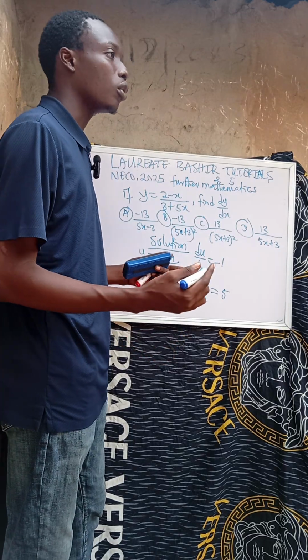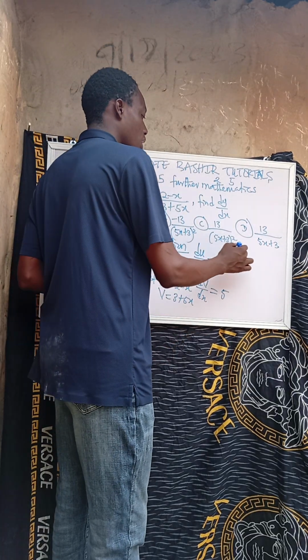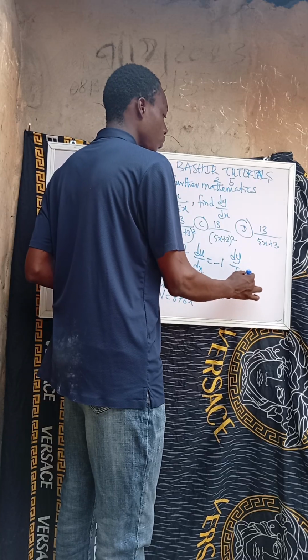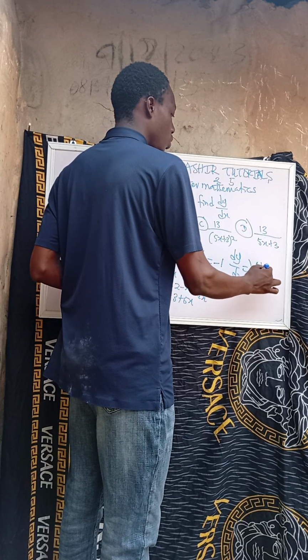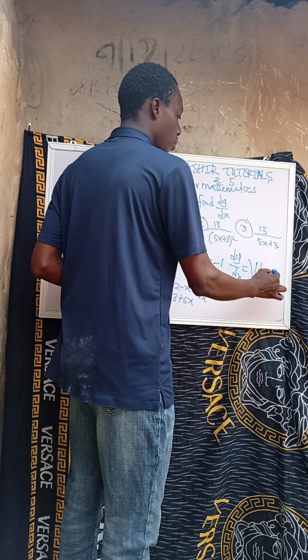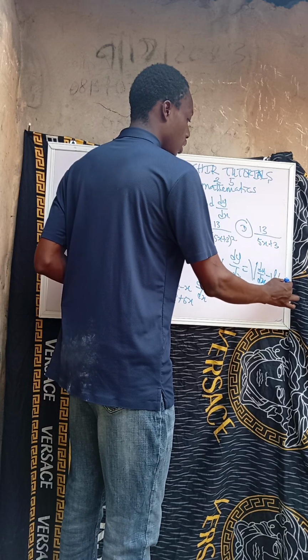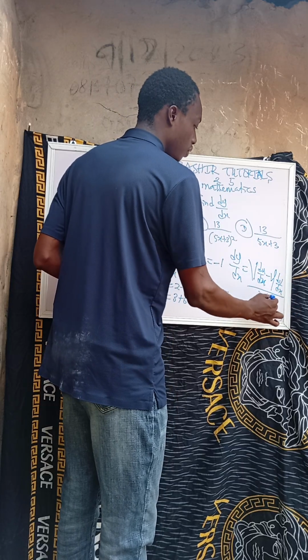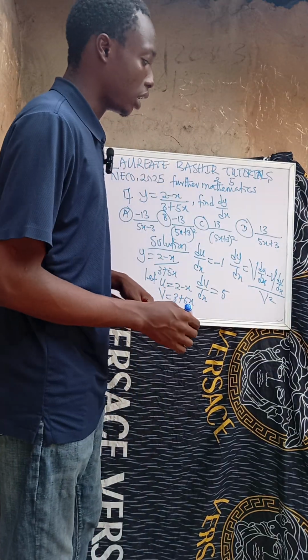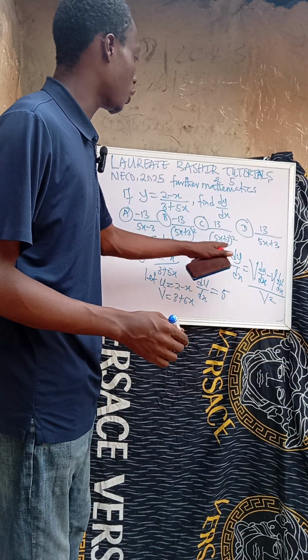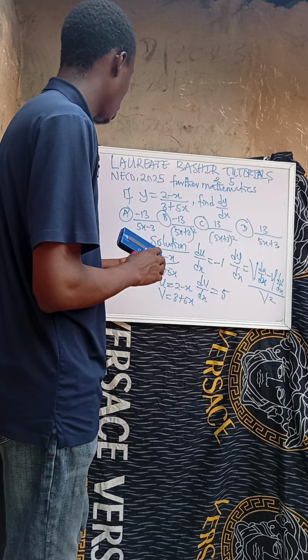Then you recall from your formula of quotient, which says that dy/dx equals v du/dx minus u dv/dx, all over v squared. That's your formula. So you use this formula and get your dy/dx right away.